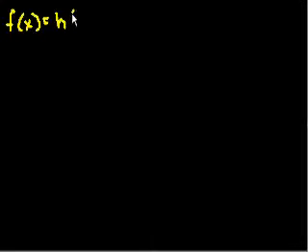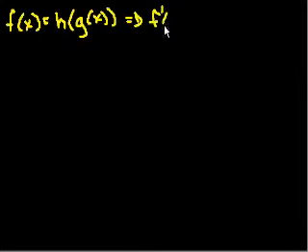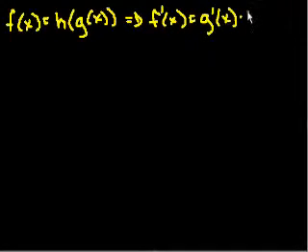Okay. So let me write it up here again. So if we say that f of x is equal to h of g of x, then f prime of x is equal to g prime of x times h prime of g of x. So I'll do another example.